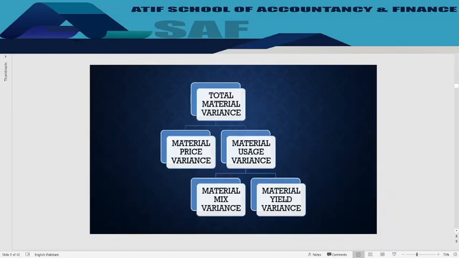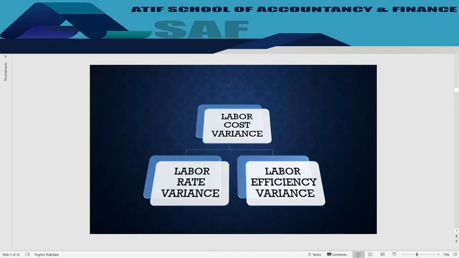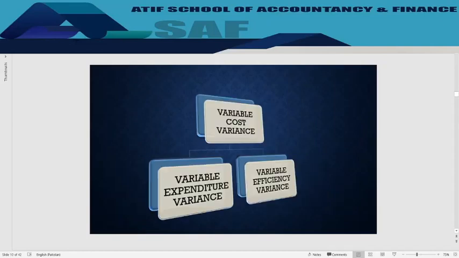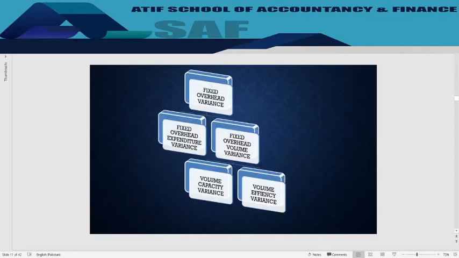In the first category, total material variance, it is subdivided into material price variance and material usage variance, and material usage variance is also subdivided into material mix and yield variance. The next variance is labor cost variance, and its classifications are labor rate variance and labor efficiency variance. Same for the variable overhead variance. It's subdivided into variable expenditure variance and variable efficiency variance. And now the most important, fixed overhead variance, which comprises fixed overhead expenditure variance and fixed overhead volume variance, and that volume variance is also subdivided into volume capacity variance and volume efficiency variance.